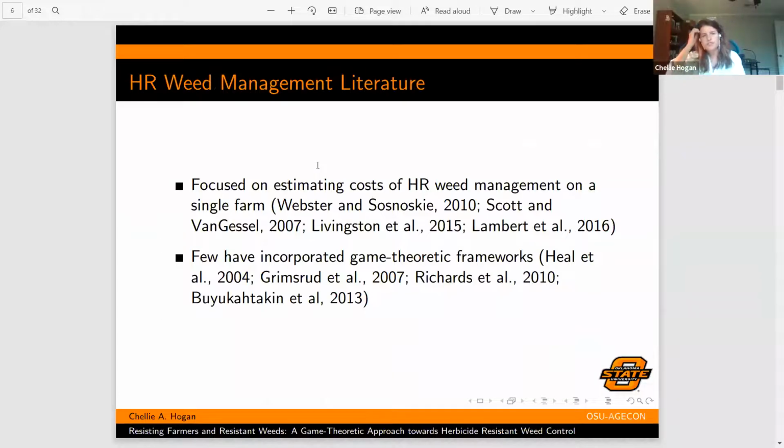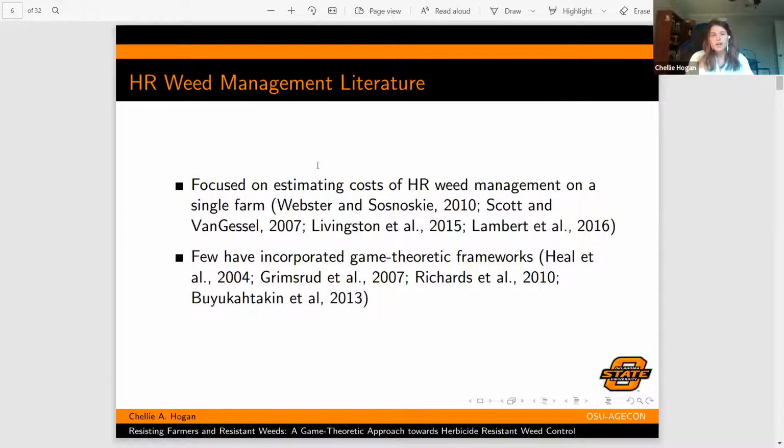And so, kind of a brief literature review. A lot of papers have looked at this problem because it's not exactly a new problem. I mean, 1996 was over 20 years ago now. But most papers have focused on estimating costs of herbicide-resistant weed management on a single farm. And there have been a few that have incorporated game theoretic frameworks to set up their problem, to think about the dynamics of their problem.